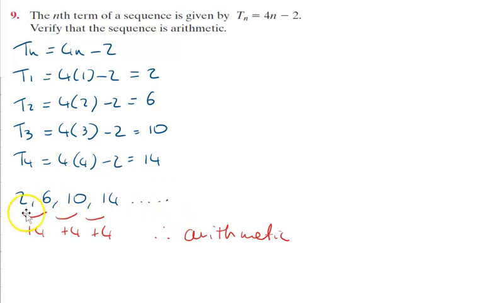And we get the difference to be plus 4, plus 4, plus 4. So since the difference is the same, the sequence must be arithmetic.